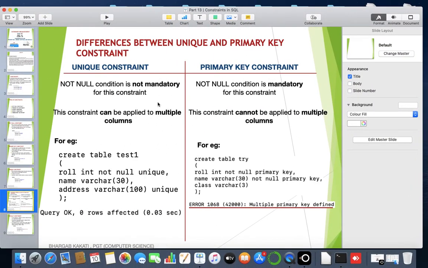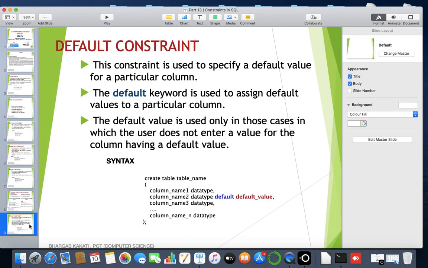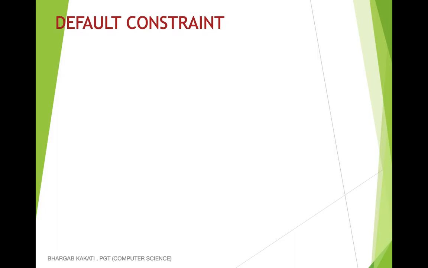Alright, that's about the differences between unique and primary key constraint. Let's go to the last constraint of this video, which is the default constraint. I think you know the word default. Whenever you purchase a new mobile, for example from the shop, whenever you switch on the mobile, it will have some kind of ringtone, a wallpaper and some settings. What are those settings called? Those settings are called the default settings. Default means something which is there from before itself.